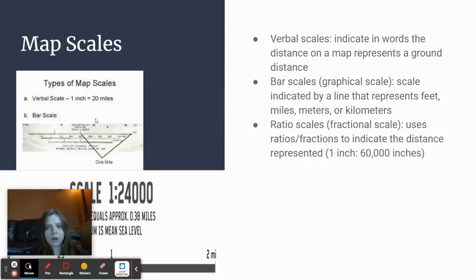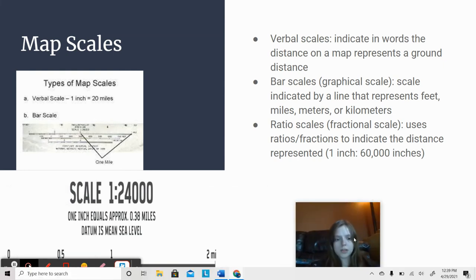Map scales on topographs have verbal scales, bar scales, or ratio scales. So the verbal scale indicates the words and distance a map represents on ground distance. On a bar scale, or graphical scale, this scale is indicated by the line that represents feet, miles, meters, or kilometers. And the ratio scale is a fractional scale and uses ratios and fractions to indicate the distance represented. For example, 1 inch equals 60,000 inches. And there's an example with the picture over here.